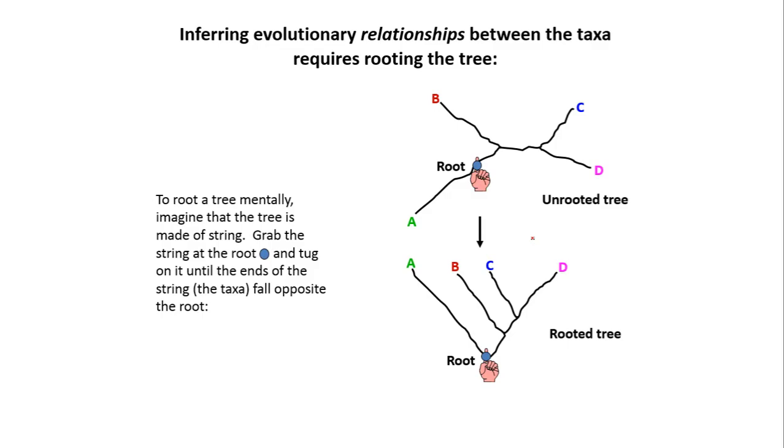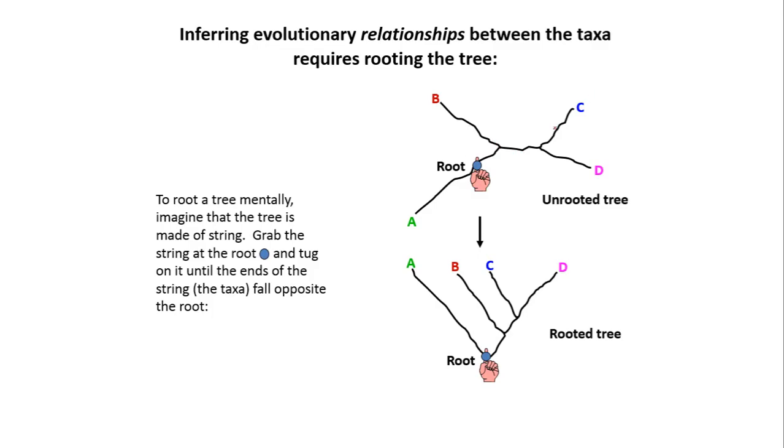Okay, so now in order to infer evolutionary relationships between the taxa, it is important that you know how to root your tree. Okay, so this rooting is usually done by mentally imagining that the tree is made up of strings, as you can see over here. So now what you are supposed to do is grab the string at this root and tug it until the ends of the string, that is all these taxa, fall on the opposite side. This is what you are supposed to do.